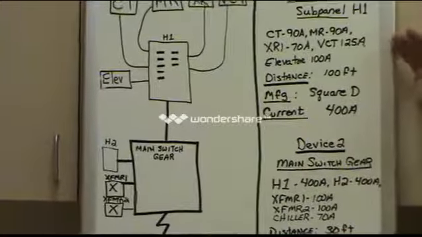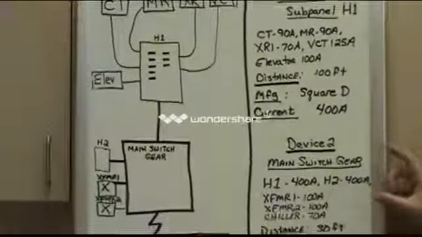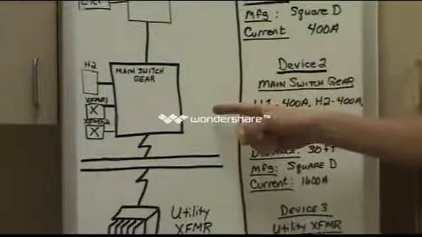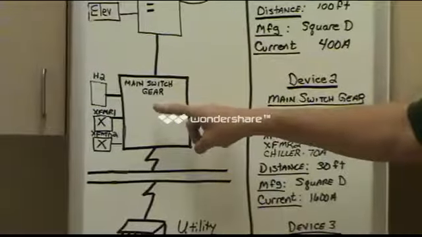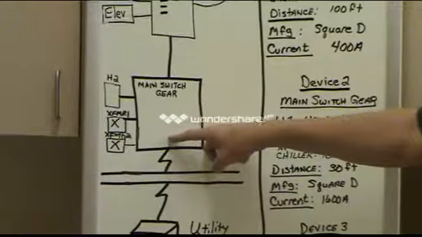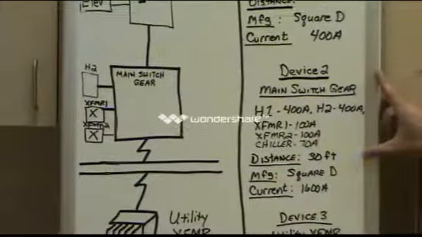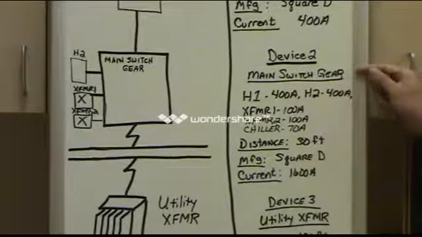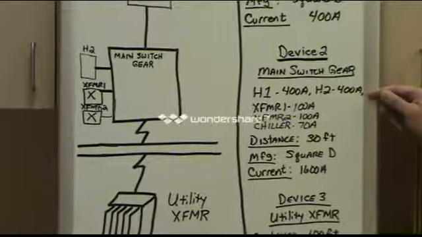All right, let's go to the next step. Next step is going to be your main switchgear. Over here, we not only have H1 feeding it, but we also have H2, and we have a couple of transformers feeding this main switchgear. How are you going to tell me about this? Let's go over here to device 2. This is our site's main switchgear. This is the name. Here are the loads.